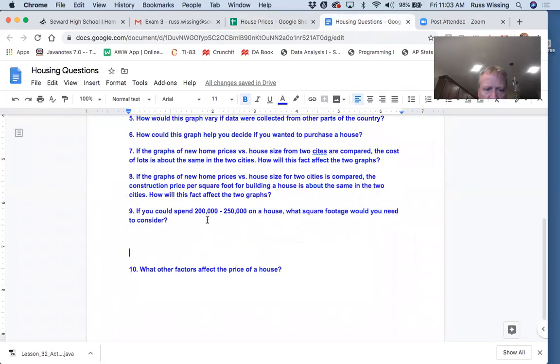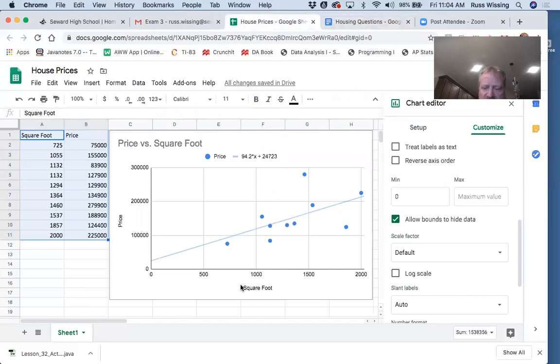All right, so you can spend 200,000 to 250 on a house. Based on this, about what size house could you afford from 200 to 250? So again, you have 200,000 to 250. What's the smallest size house you should probably look at for 200,000? Lily?